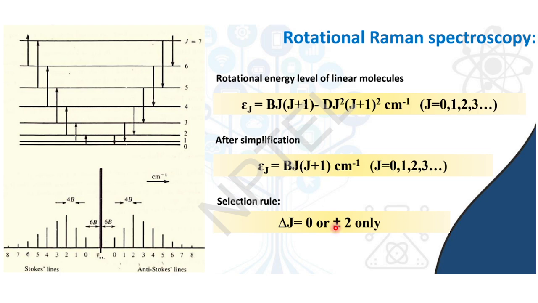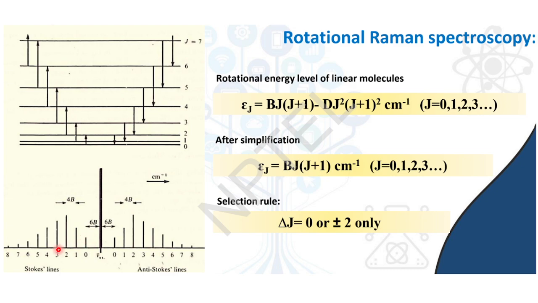Now, the selection rule is del J equal to 0 or plus minus 2. Here it is showing different rotational energy levels of an electron. Now, when del J is 0, you are getting the Rayleigh line. That means same frequency. If it is plus 2, then it will be the anti-Stokes. If it is minus 2, it will be Stokes.